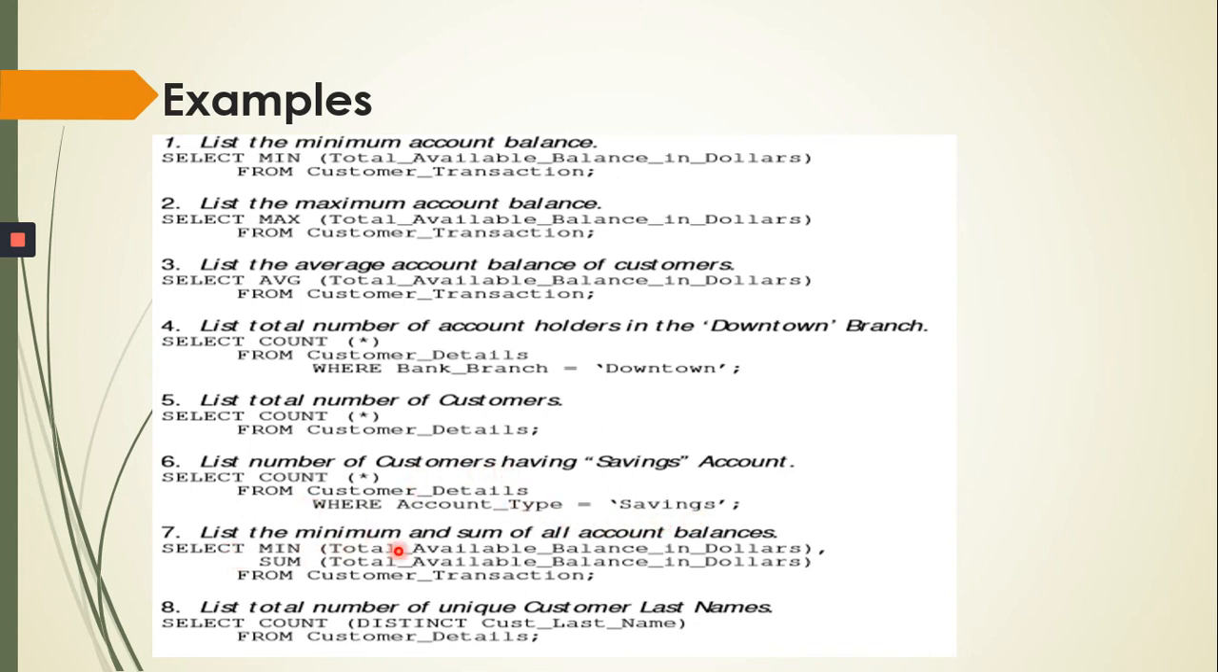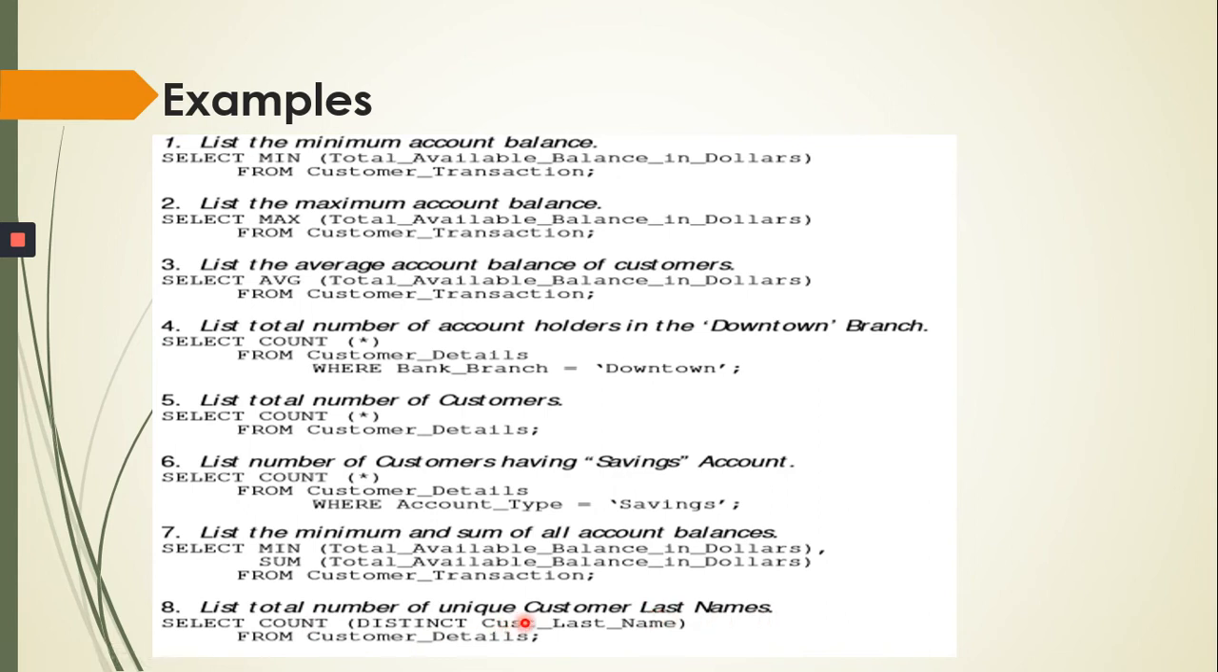Now, list the minimum and sum of all account balances. So we have to use two aggregate functions together. We first find the minimum and then the sum of all the account balances. So SELECT MIN, what do we select? Balance, so our column name is total available balance in dollar. Then a comma, and we use another function, SUM. We sum total available balance, so in brackets total available balance in dollar, from which table? The customer transaction table.